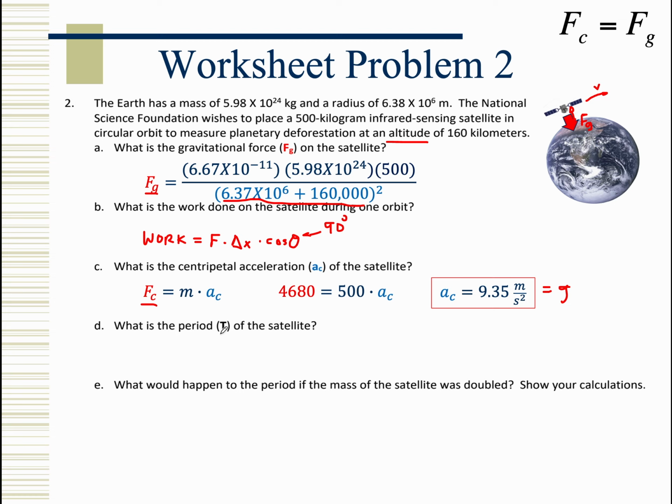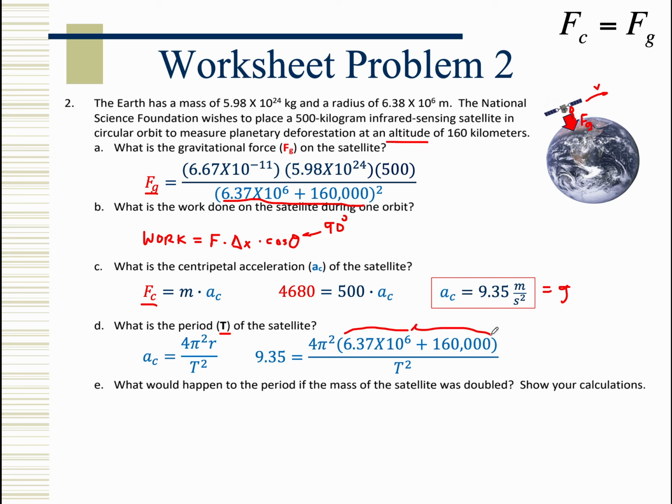Finding the period. Which of the centripetal acceleration equations have period in it? There's a couple of them, but in this case, we know the radius. We know the centripetal acceleration, so probably this one. And plugging in our numbers, we know that centripetal acceleration is this. Radius, again, notice the sum of these two, the Earth's radius plus the altitude, all over t squared. And if you solve it, you'll get a period of about that, which is about 90 minutes, give or take a little bit.